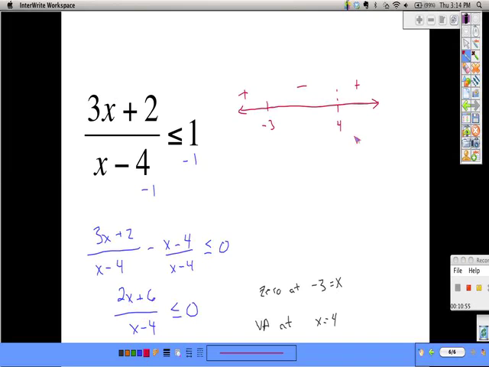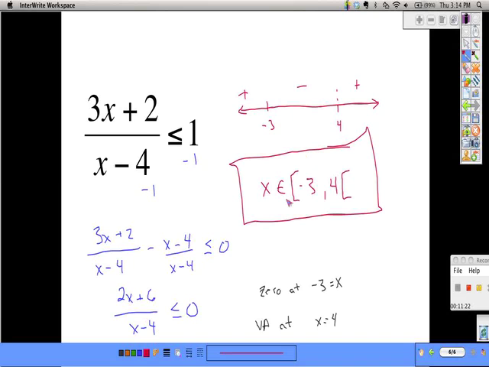If we're not sure, we can always double check. Pick 5. 16 over 1 is a positive number. So my solution is that x is an element of negative 3 inclusive to 4 exclusive. And as you're using this interval notation, I would really recommend that you try to use the IB's notation. Just because you are going to see that, you do need to get used to it, and you probably should use it when you're taking their exams.